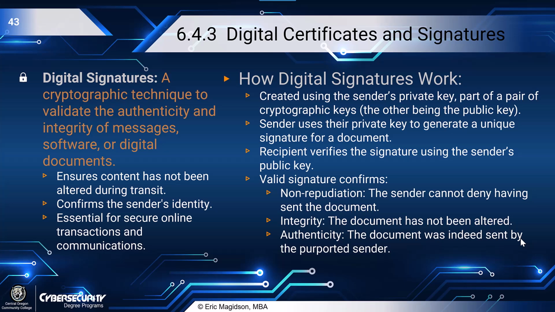Digital signatures, on the other hand, which we briefly talked about, are a cryptographic technique to validate the authenticity and integrity of messages, software, and digital documents, for example by you signing a digital document in Adobe Pro, as we'll see in a second. How do those work? Well, they're created using the sender's private key, part of the pair of cryptographic keys, the other being the public key. The sender uses their private key to generate a unique signature for a document. The recipient verifies that signature using the sender's public key.